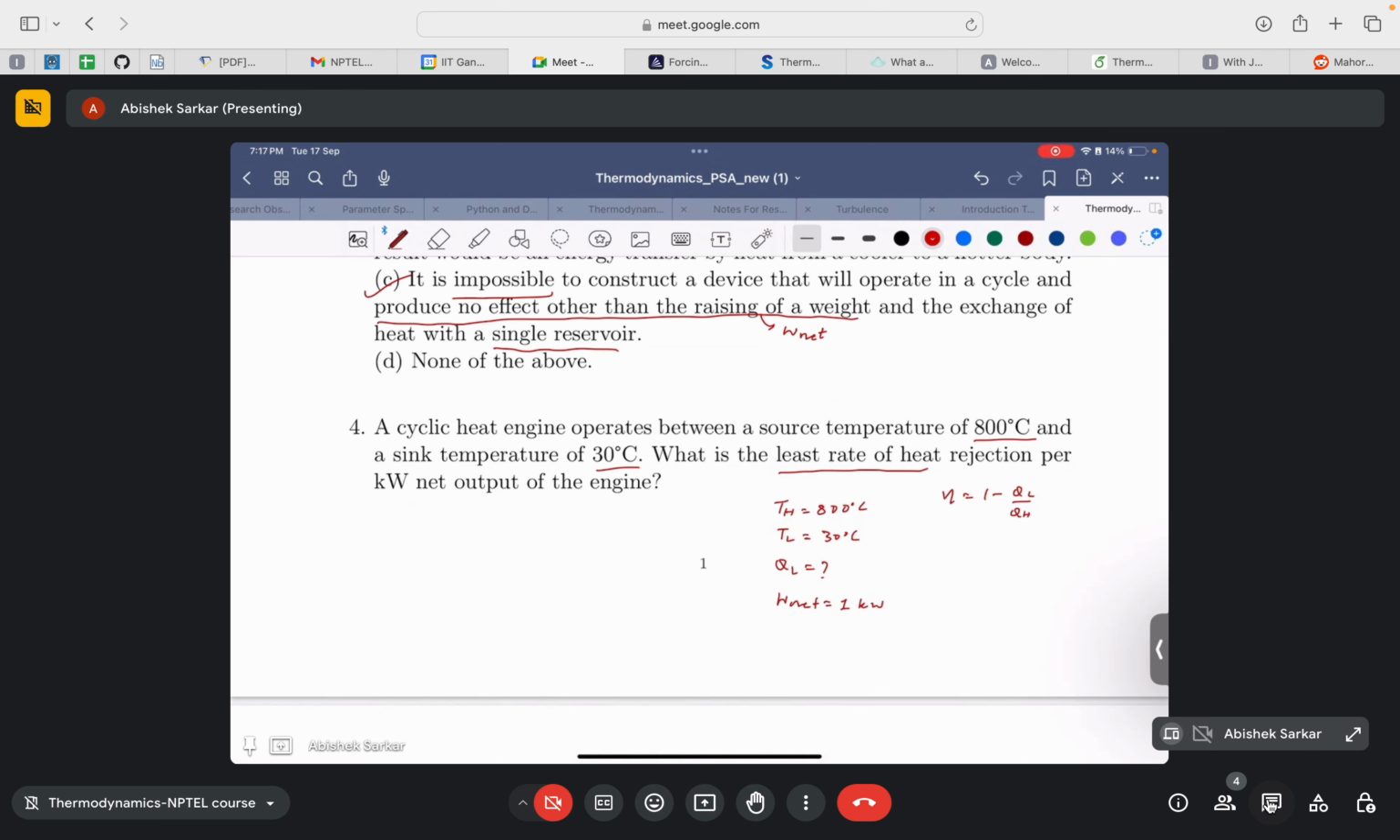So I will give you say 5 minutes to solve the problem. It's not that difficult. It's just about finding efficiency and the net heat rejection, and then you can find. It's quite simple. Try it out once, then I'll show you the solution as well.